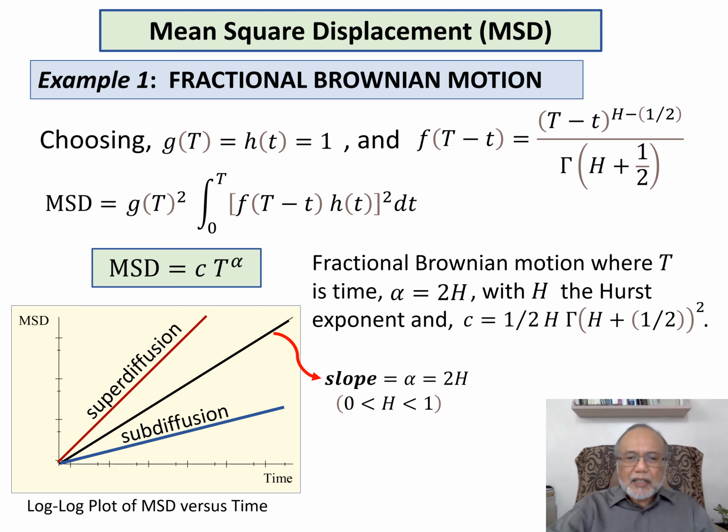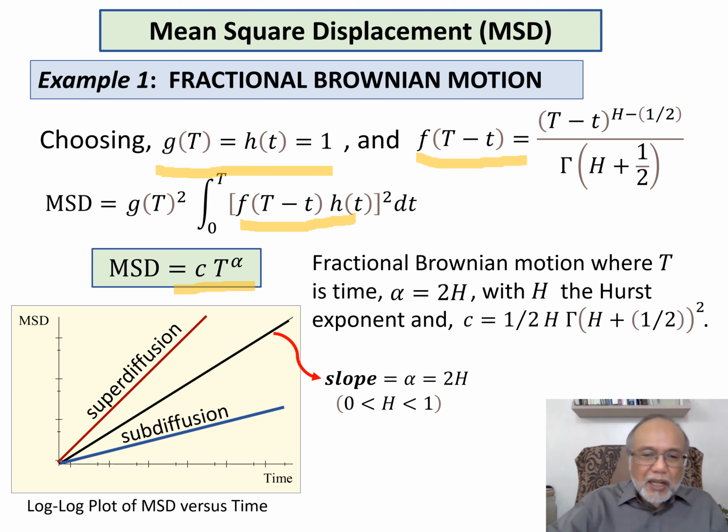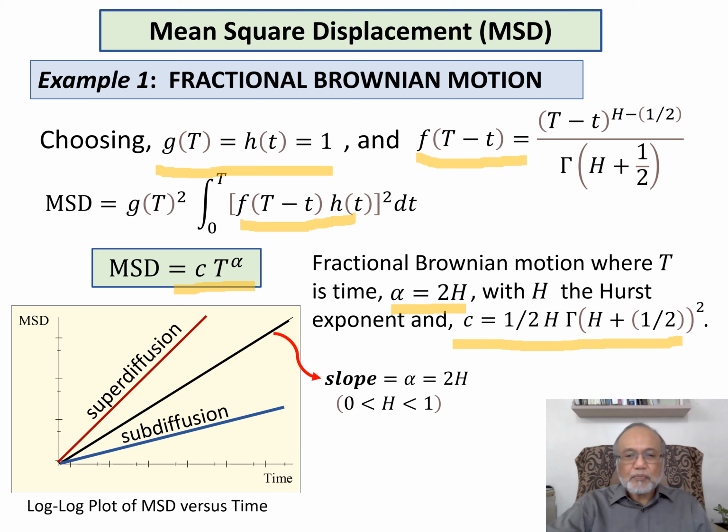One example that we can view is letting the functions g and h be equal to 1 and the memory function to be of this form. We have encountered this previously in the previous lectures, and this type of substitution of g, h, and f is of course integrable, and you can do the time integration, and it will give you the expected form for fractional Brownian motion, where the alpha here is equal to 2H, where H is the Hurst exponent, and c is just some constant for a given value of H.